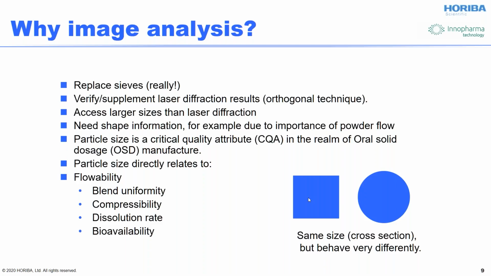An example where particle size comes up is the critical quality attribute for oral solid dosages, and for the size of just about everything that goes into making your dosage form, whether it's a tablet or multi-particulate. Size relates to blend uniformity, compressibility, dissolution rate, bioavailability, as does shape.